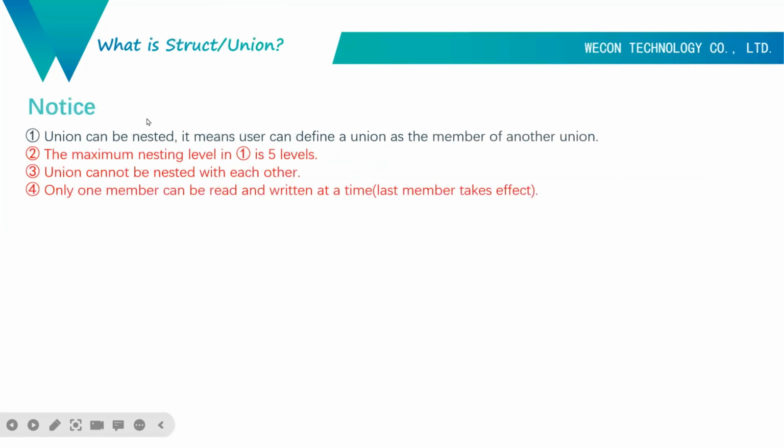And then here we also have some knowledge about union. First is send and struct. Union can be nested. It means the user can define a union as a member of another union. And the second is also send and struct. The level is max to 5 levels.